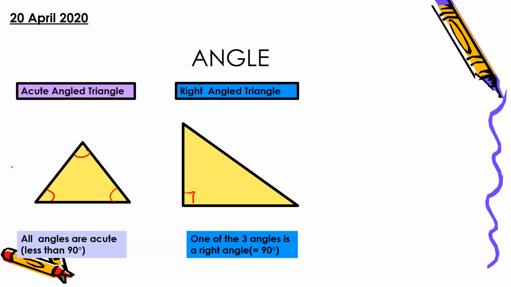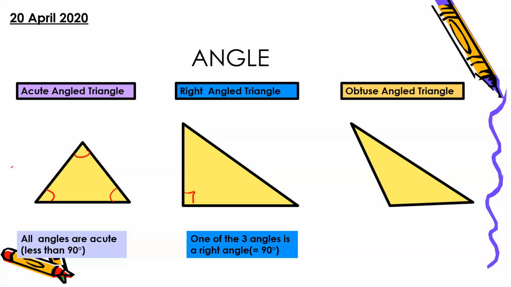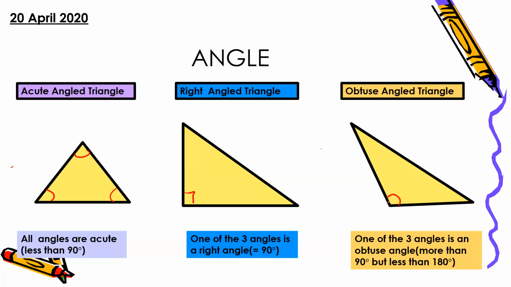So one of the three angles is 90 degrees, and the last one, you can probably guess it, is an obtuse-angled triangle, where there is at least one obtuse angle, which is an angle greater than 90 but less than 180. So we've got these two things, symmetry, and then we've got the angle. So between these, we can start labeling these together.